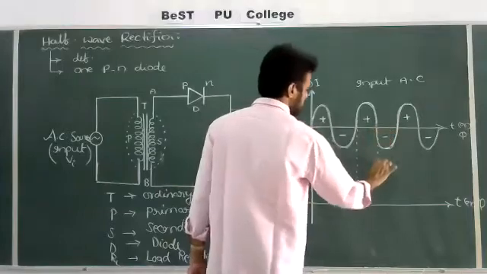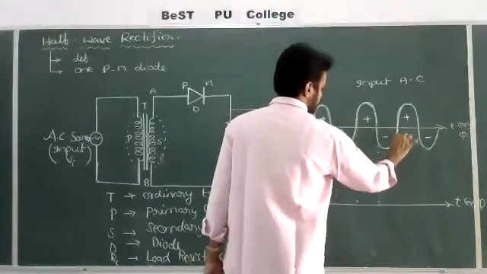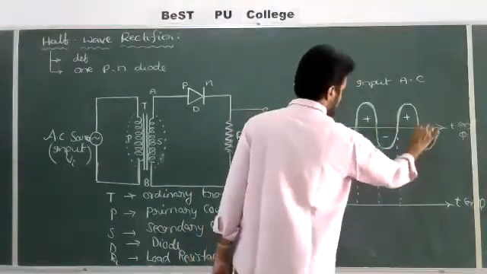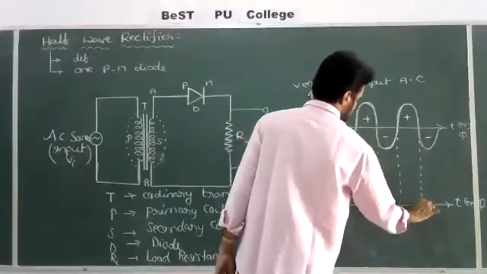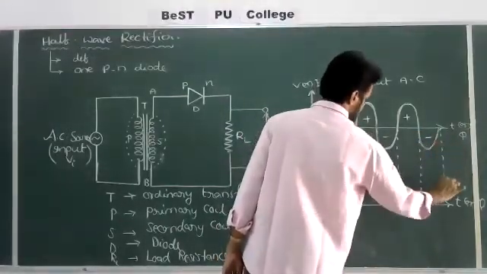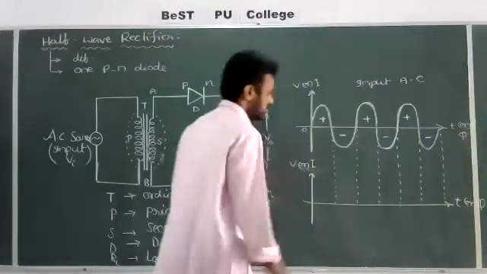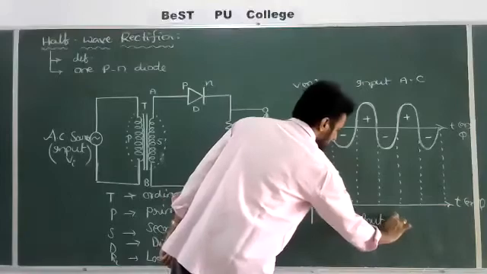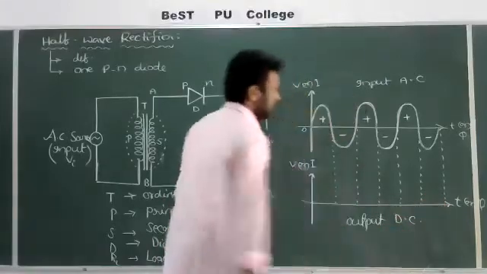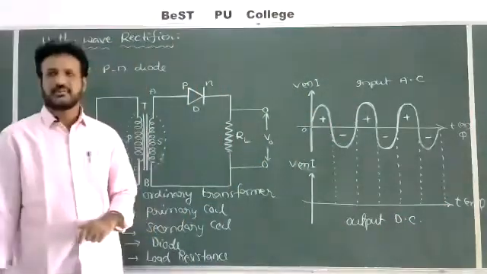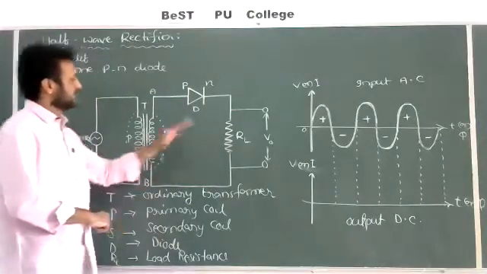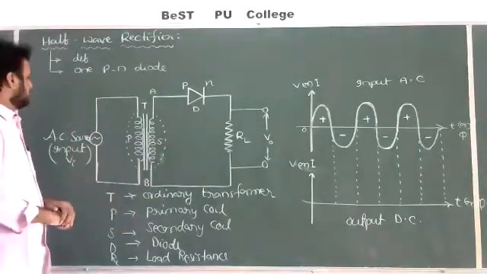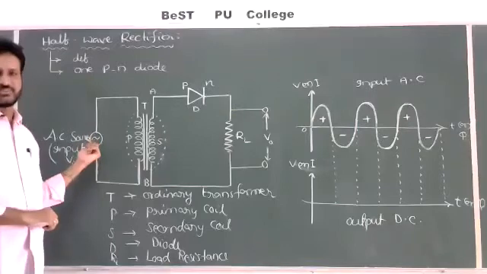So I am giving this a dotted line. After a discussion of the diagram, we will complete this graph, second part. That is called output DC, and the above graph represents input AC. Now check here: after completion of this total circuit diagram, first we have to switch on this AC source.